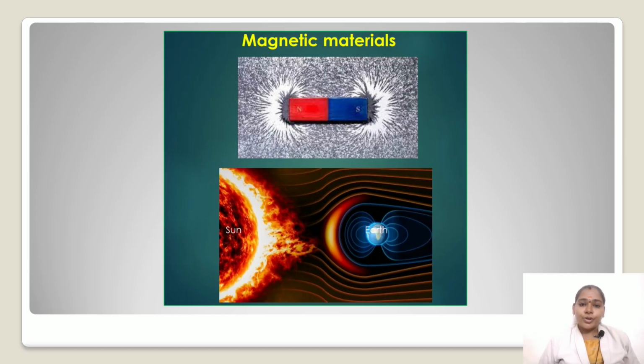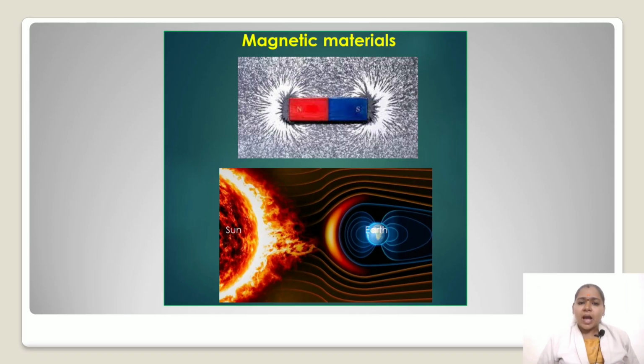Today, we are going to discuss the basics of magnetic materials. This slide introduces the concept of magnetic materials using two powerful visual examples. Consider the top image, the first image. This is a classical demonstration of a bar magnet surrounded by iron filings. The filings align themselves along the magnetic field lines, visually representing the invisible magnetic field.